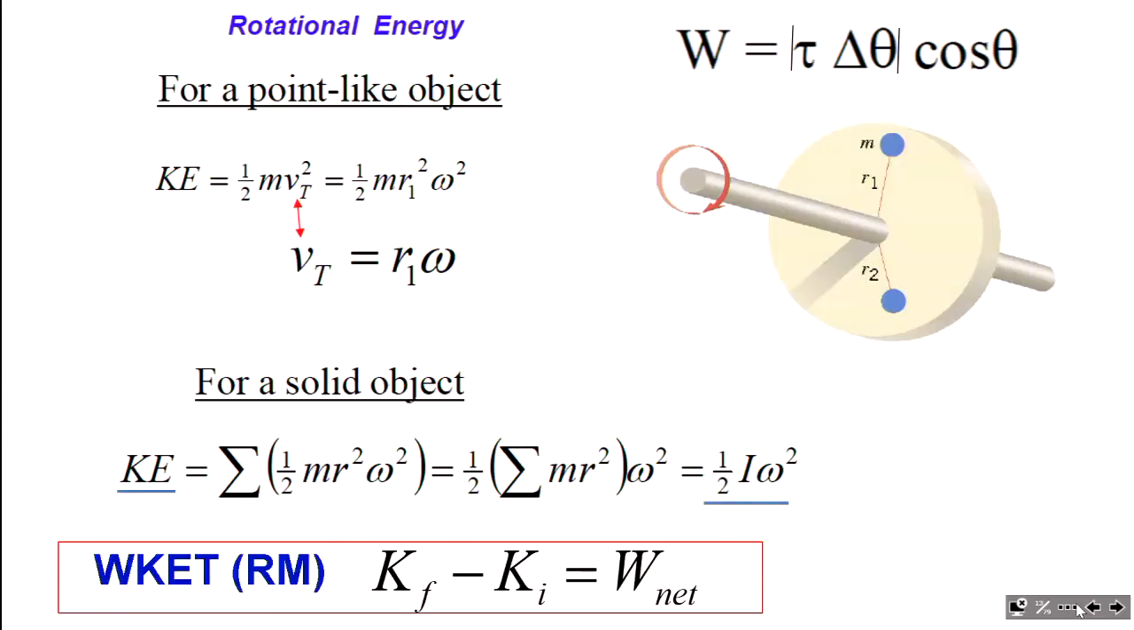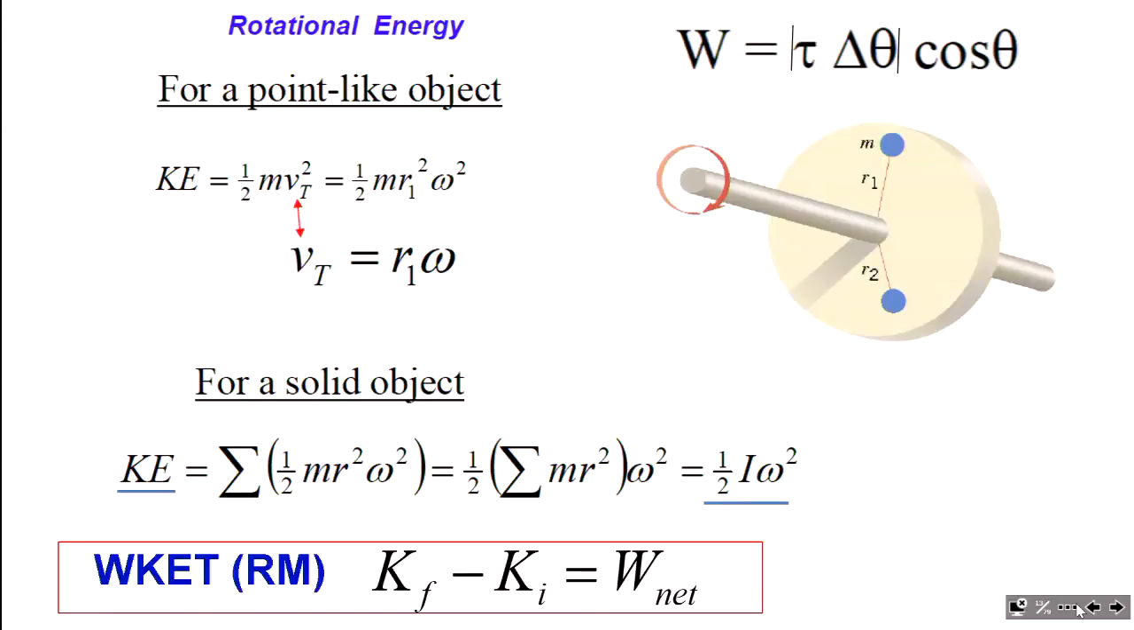Well, and of course, when work is done, that changes kinetic energy. We can use the same work kinetic energy theorem. Kinetic final minus kinetic initial is equal to work done by all torques. Some might do positive work, some might do negative work, some might do no work at all. If we add them up, net work tells us what's happening to kinetic energy. Net work is 0, nothing happening to kinetic energy. Angular velocity remains constant.